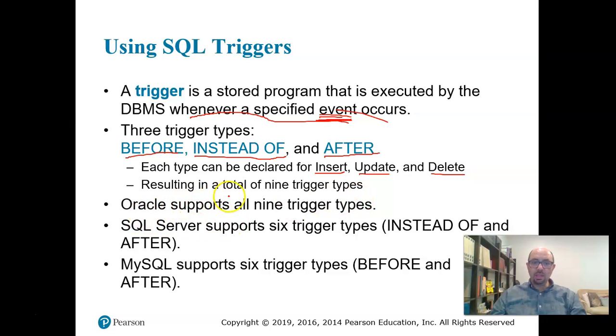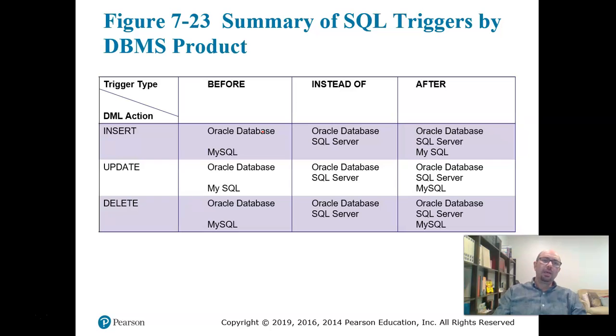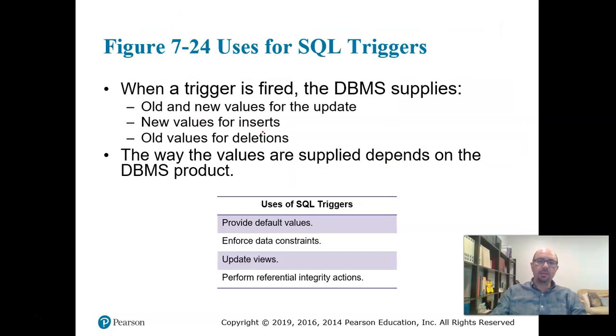So this results in a total of 9 trigger types, but not all 9 trigger types are supported in all DBMSs. For example, Oracle supports all 9 trigger types. SQL Server supports 6 trigger types, instead of and after, so it does not support the before. And MySQL supports 6 trigger types, before and after, it does not support the instead of. Let us take a look at a trigger.